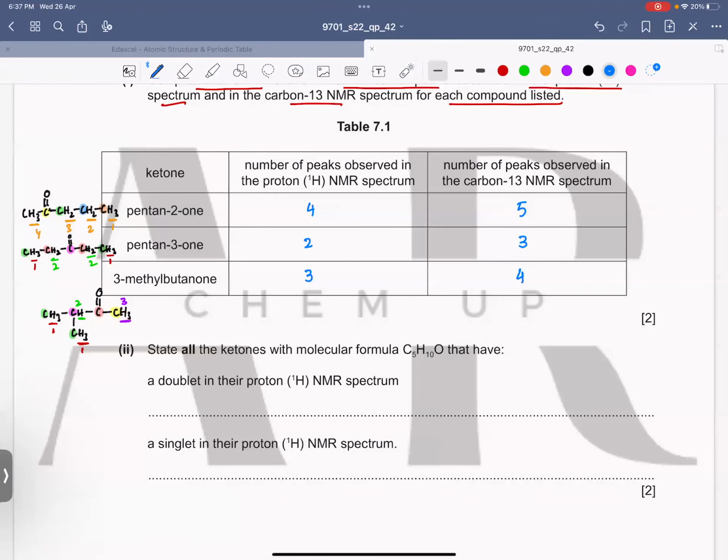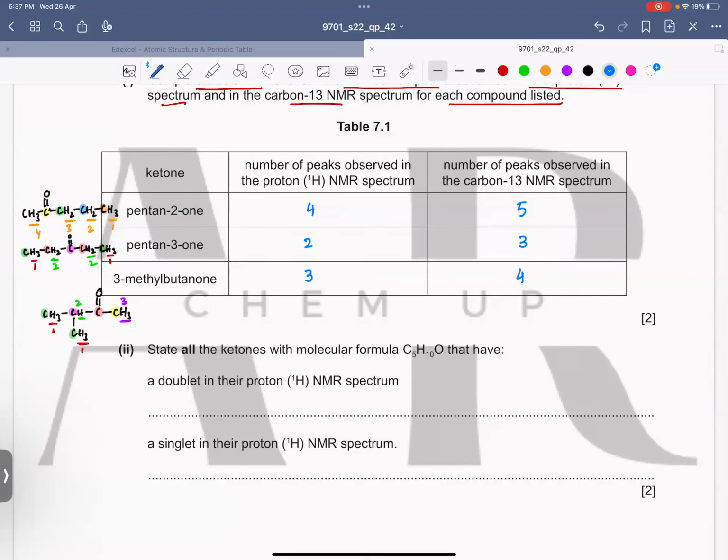Sir, when you count the hydrogens on the neighboring carbon, till which carbon do we count that? I mean, when we are counting the number of hydrogens bonded to the neighboring carbon, do we only count the carbons that are directly attached, or does it change?